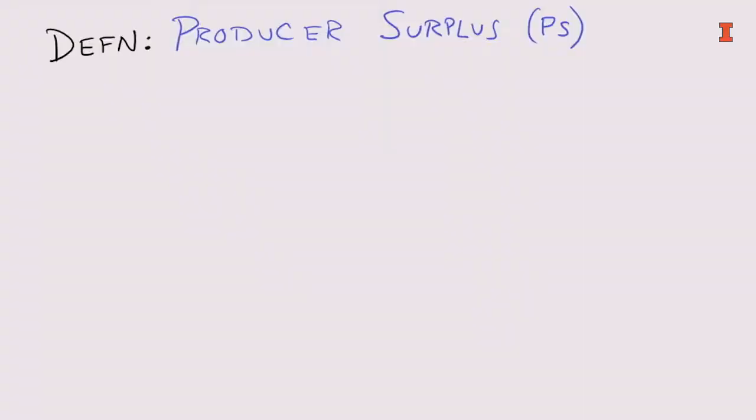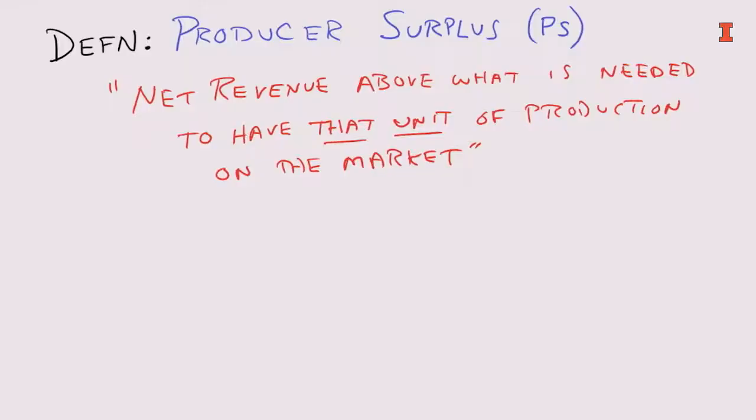All right. Now we want to look at the producer side. So we're going to introduce a new idea, and it's going to be called producer surplus. And again, we'll use PS. And this definition is a little bit more detailed. The definition says it's the net revenue above what is needed to have that unit of production on the market. And, we're going to draw a graph about it, of course, but I want to start by just talking about the intuition of this.